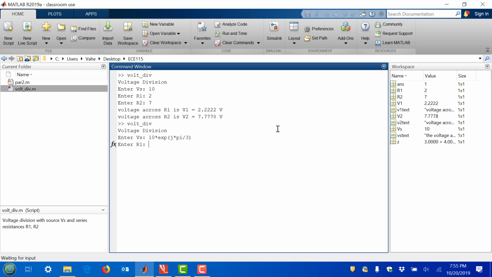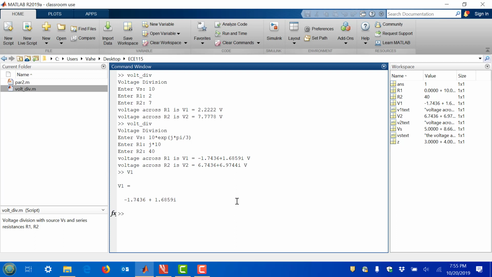R1, instead of R1, I can put an X1. For example, that could have been j times 10. R2 could have been maybe 30 ohms, 40 ohms, or minus j something. It could be anything. Press enter, and there you go. Voltage across R1, voltage across R2. Those are the complex valued functions. So if I go to V1, for example, here's your V1.